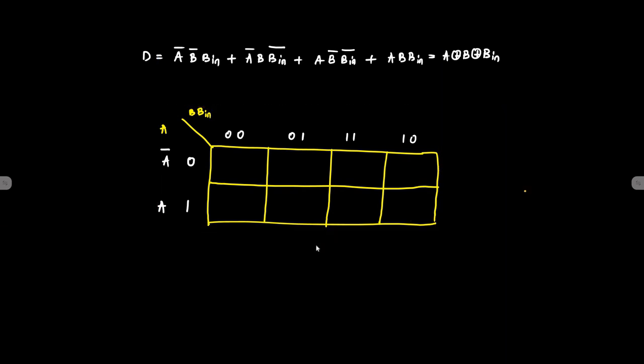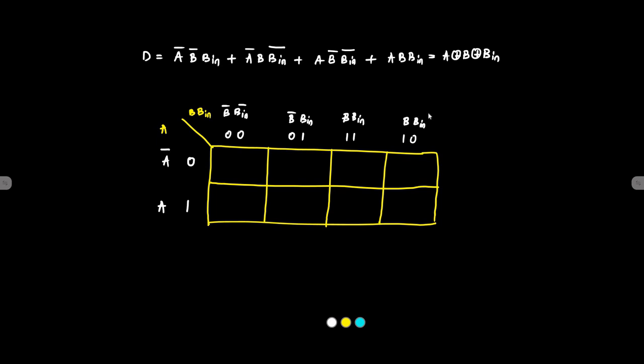This is B bar, bin bar, this is B bar, bin. Always write it in the same order which you have written here. B bin means first B then bin, and this is B bin, both are 1, so no complement, and this is B bin bar.